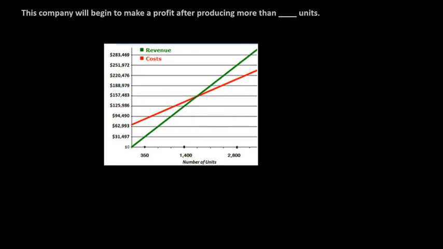This company will begin to make a profit after producing more than blank units. So this is related to our last question. We know that the company will begin making a profit after the break-even point, right? So after they break even, they can start making money. We found last time that the break-even point occurred at about 1,750 units. So your answer would be 1,750. And the reason it's 1,750 and not 1,751 is the wording of it. So it says, this company will begin to make a profit after producing more than 1,750.